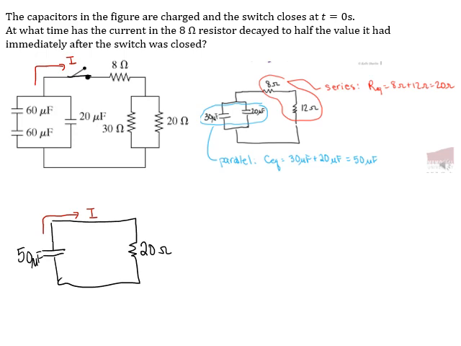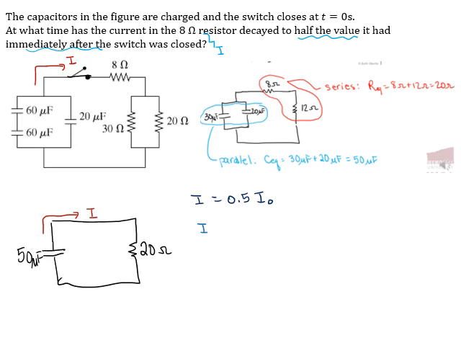It says, at what time has the current in the 8 ohm resistor, so that's current I, decayed to half the value it had immediately after the switch was closed? So our setup is that our new current I is equal to 0.5 times the initial current. So there's our setup. That's the problem we have to solve.